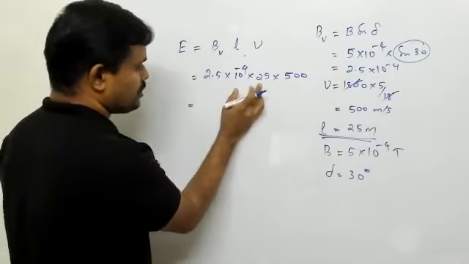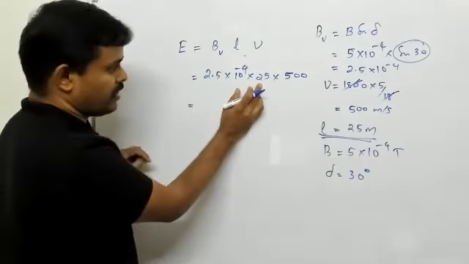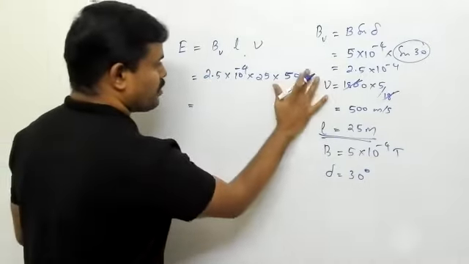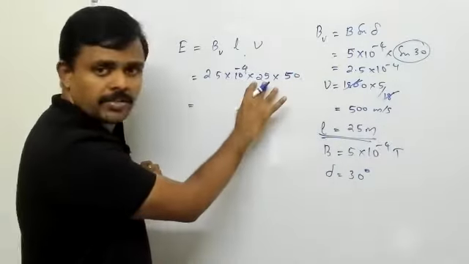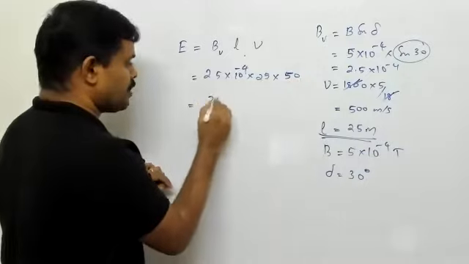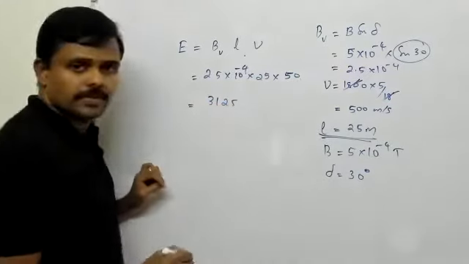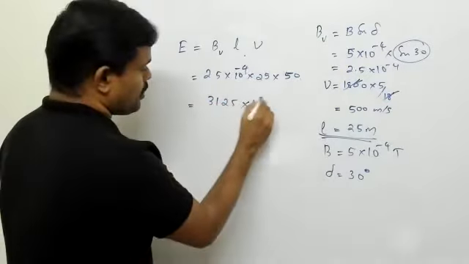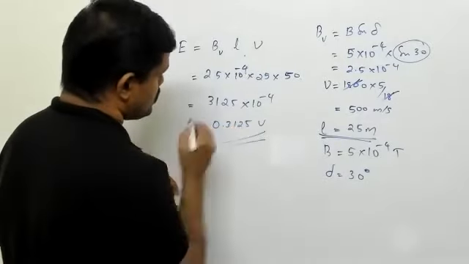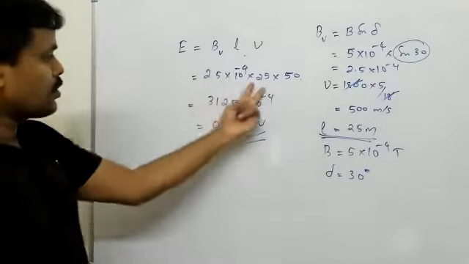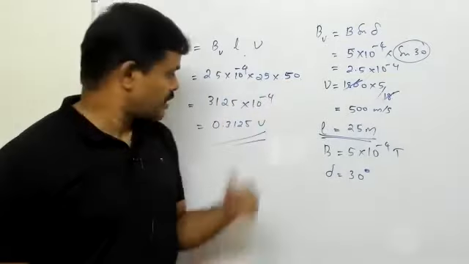So 25 into 25, 625. This is made 25 by taking 1 0 with this 25. 25 into 25, 625 into 50 is 3125. Right, into 10 power minus 4. So the answer is 0.3125 volts. 625, 6250 by 2, 3125.